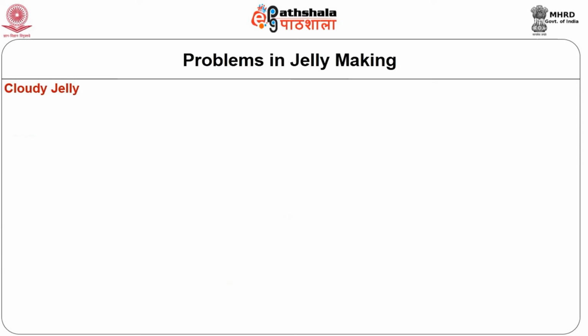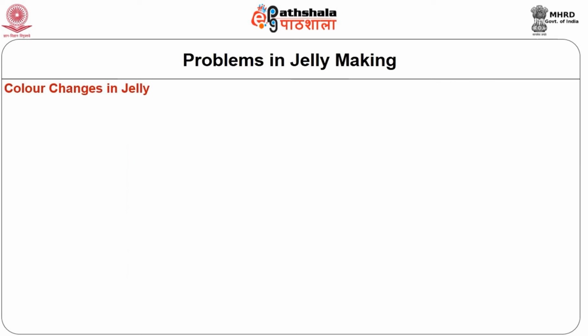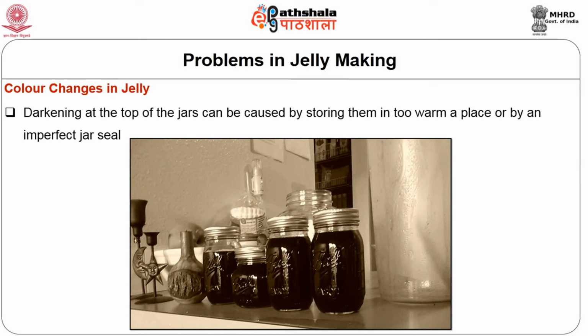The next problem is cloudy jelly. Unclear juice or pectin extract, underripened fruit, non-removal of scum, premature gelation, overcooking, or pouring too slowly into the containers can result in a cloudy jelly. Then, color changes in jelly. Darkening at the top of the jar can be caused by storing them in too warm a place or by an imperfect jar seal.